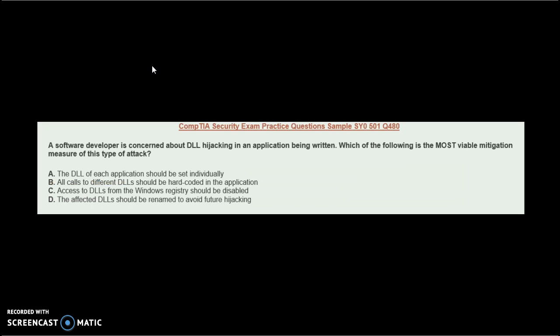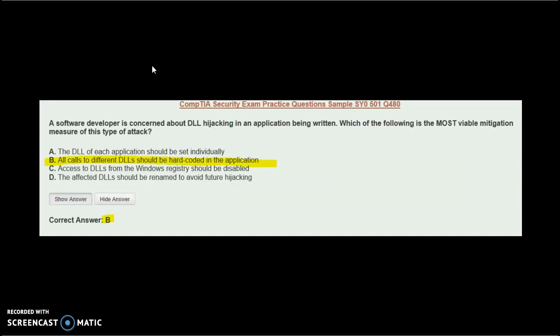A software developer is concerned about DLL hijacking in an application being written. Which of the following is the most viable mitigation measure of this type of attack? And that is, all calls to different DLLs should be hard-coded in the application.